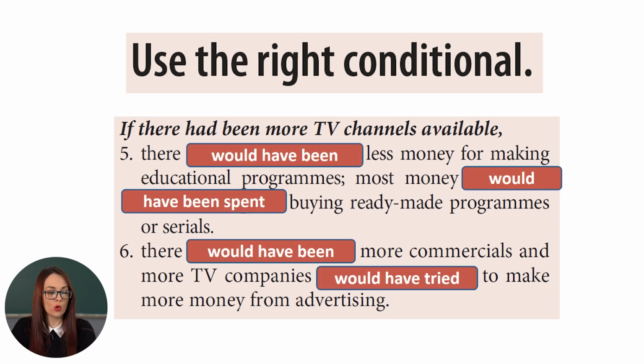If there had been more TV channels available, there would have been less money for making educational programs. Most money would have been spent buying ready-made programs or serials. So this you have here, the third conditional. If there had been more TV channels available, there would have been more commercials and more TV companies would have tried to make more money from advertising. And you have conditional number 3 here as well.